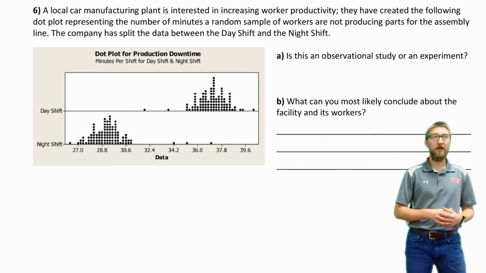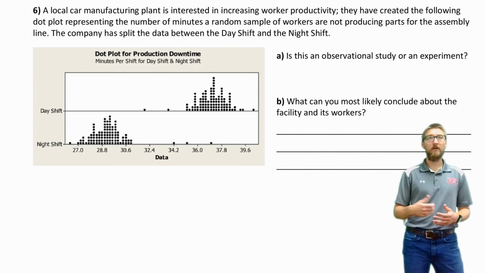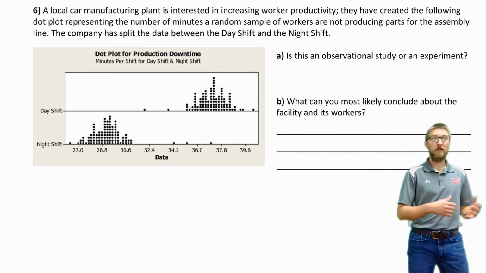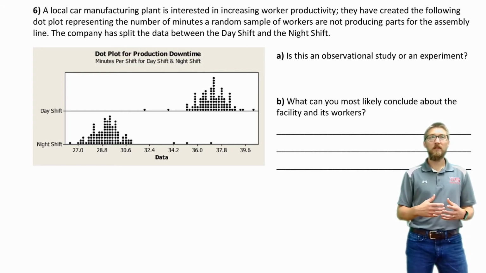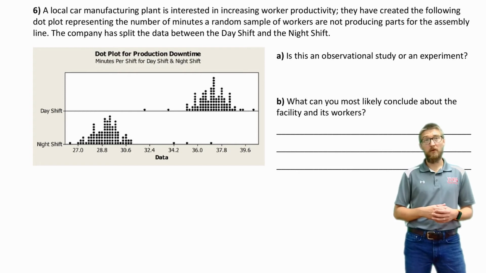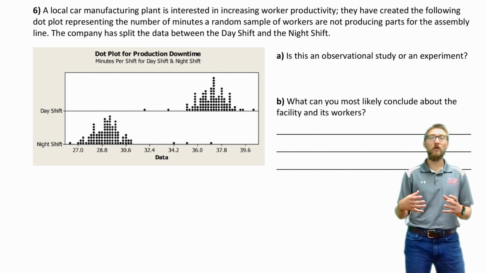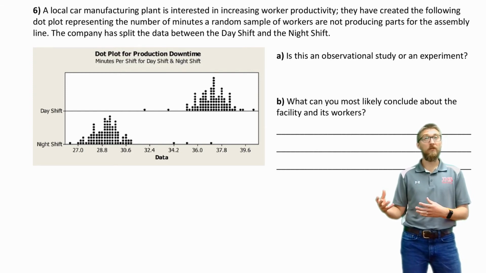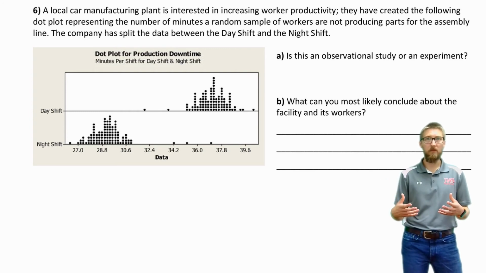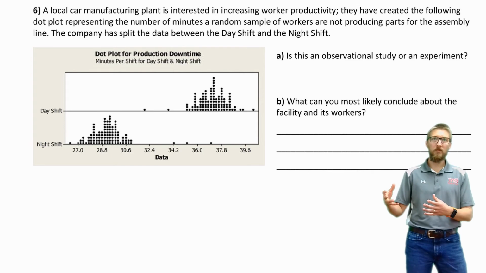At the very bottom of this page, number 6, a local car manufacturing plant is interested in increasing worker productivity. So they've created the following dot plot to represent the number of minutes a random sampling of workers are not producing parts for the assembly line. So the company split the data between the day shift and the night shift. So these dots show when they are slacking off, when they're not working. And so obviously if you are the car company, the plant, you want that number to be as low as possible.